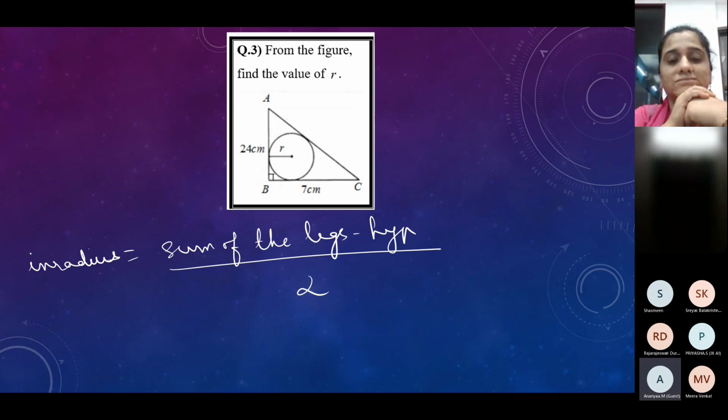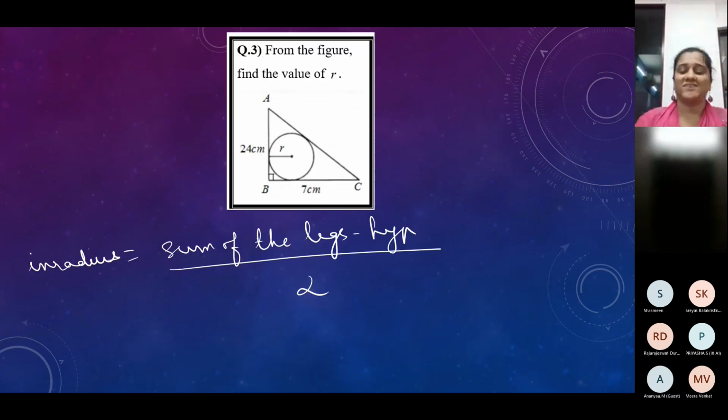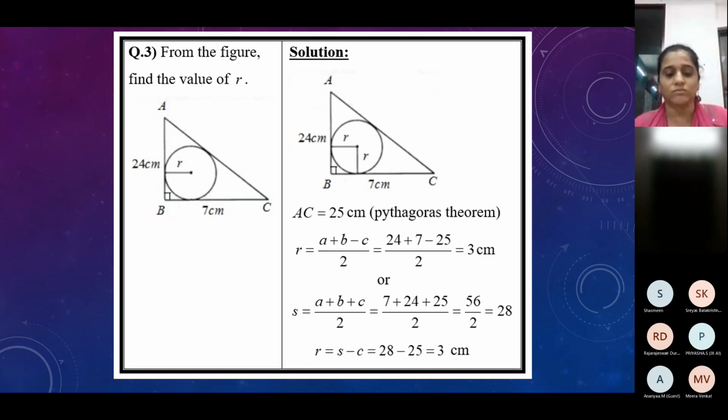Three centimeter, ma'am? Very good. Yes, it is 3. You can do it in another way also. You can find the semi-perimeter and subtract the hypotenuse from it.